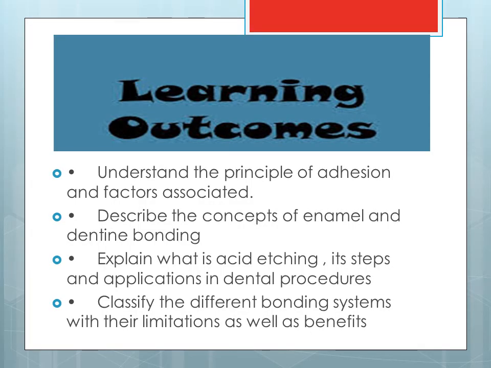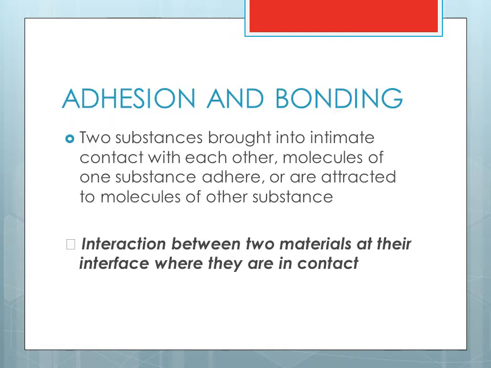Now let's look at the learning outcomes. You should be able to understand the principle of adhesion and the factors associated with adhesion, describe the concept of enamel and dentin bonding, explain what acid etching is, its steps and application in different dental procedures, and finally, classify the different bonding agents with their limitations as well as benefits.